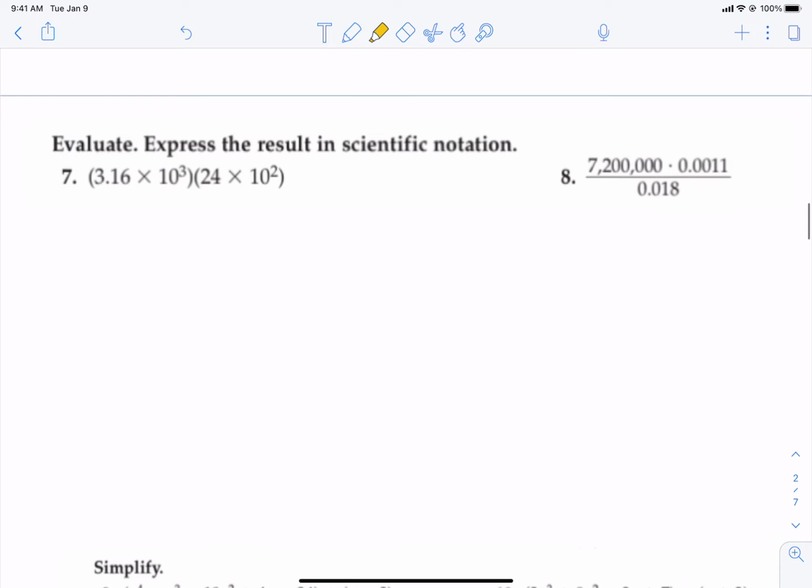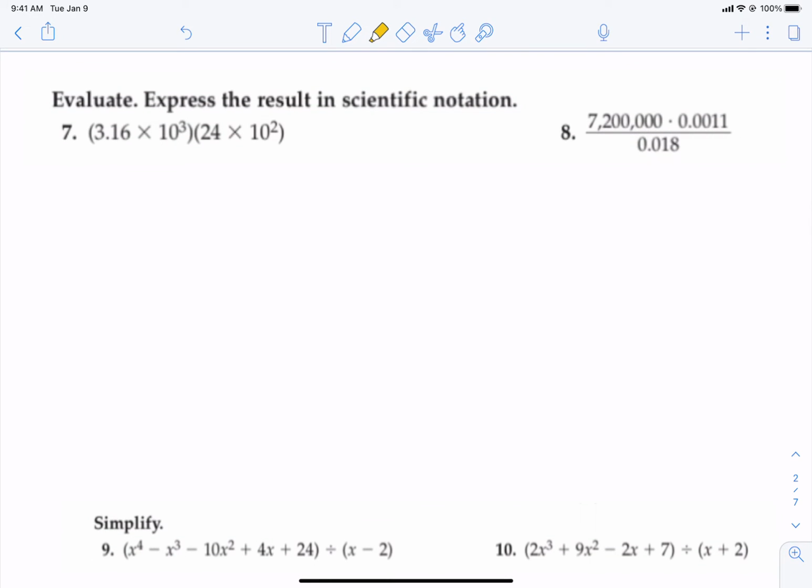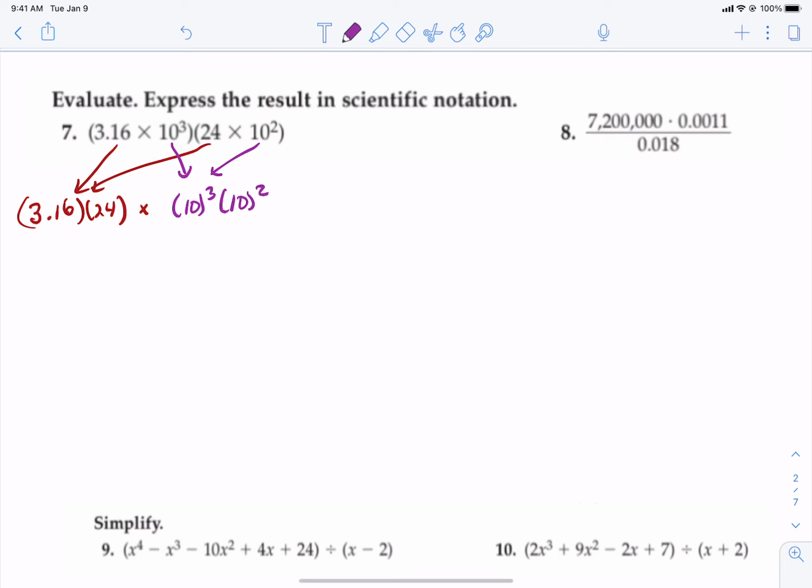So now let's do 7 and 8, and 7 and 8 are about scientific notation. So when I do a problem that deals with scientific notation, what I tend to do is pull out the regular numbers and multiply them together. And then I pull out the scientific notation part and bring those together, because it will just help you make sense of it all as we go through the problem.